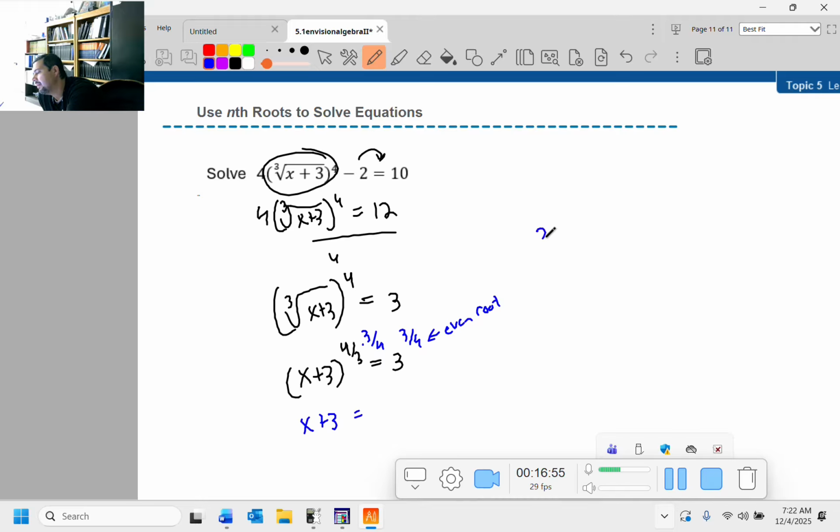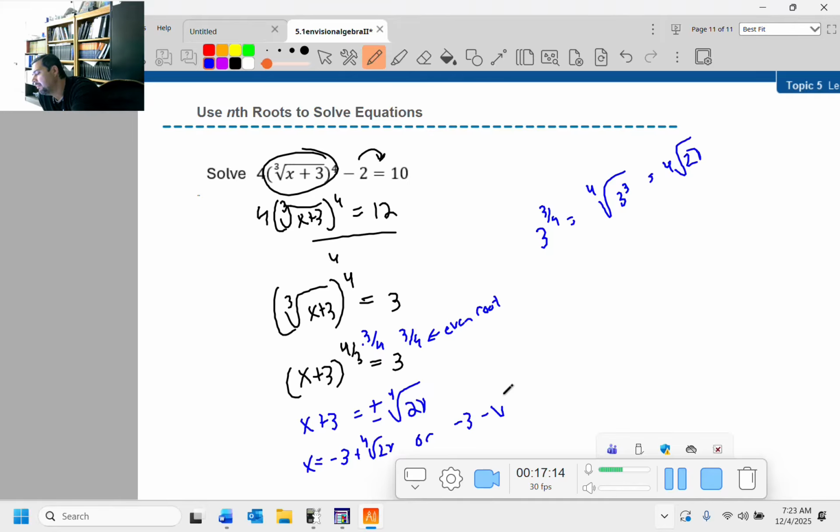Now, when you talk about 3 to the 3/4, what you're doing is taking the fourth root of 3 cubed, which is the fourth root of 27. I have to include plus or minus because it was an even root, and then I just subtract 3 and I'm done. I'm negative 3 plus the fourth root of 27, or negative 3 minus the fourth root of 27. Maybe not so easy peasy lemon squeezy, but hopefully you get there.